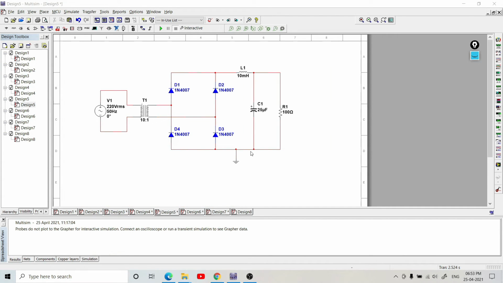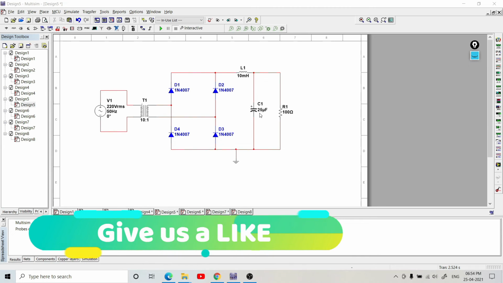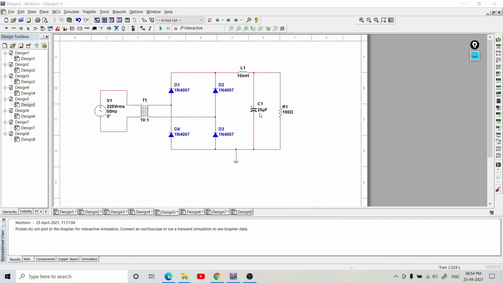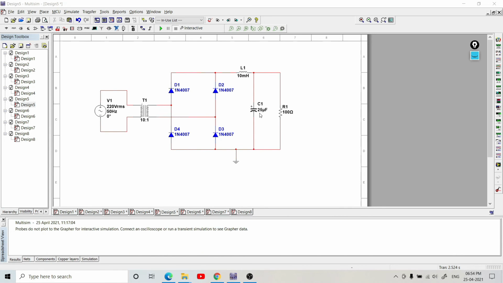What I am going to do is simulate all these four types of filters, and we are going to change the values of the capacitor and inductor, and we will observe the effect of changing the value of the capacitor and inductor on the output waveform of voltage as well as current. So we will see this simulation as well as analysis in our upcoming videos.